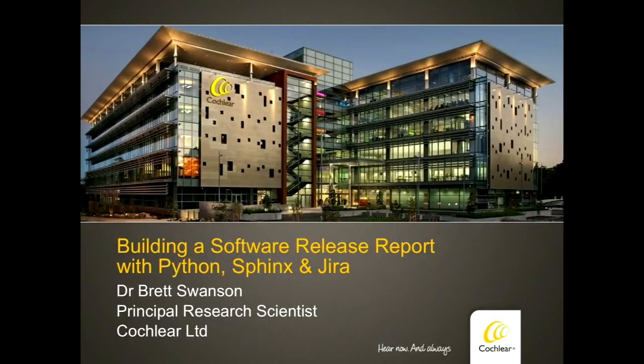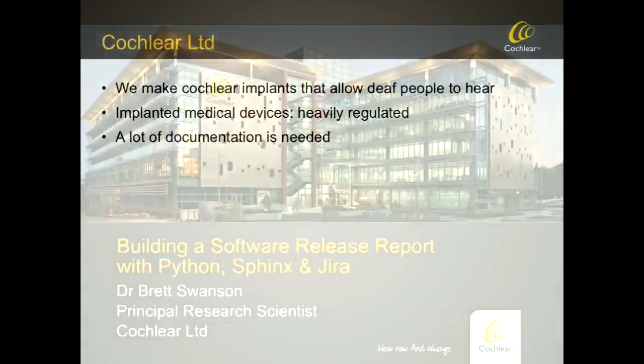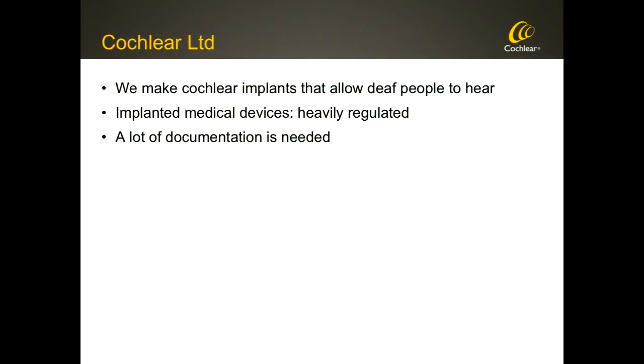So that picture is our head office in Sydney here at Macquarie University. We have about 600 people there. We sold $1.5 billion worth of product last year, so we're a reasonably sized company now. So we make cochlear implants that allow deaf people to hear. Because it's an implanted medical device, it's a very heavily regulated kind of business, so we need a lot of documentation.